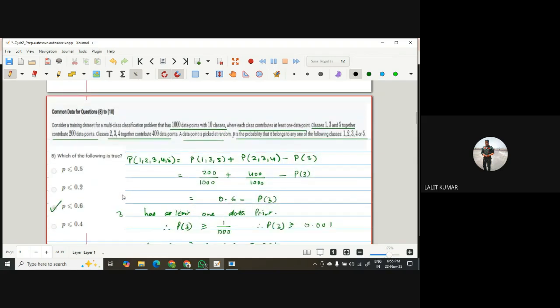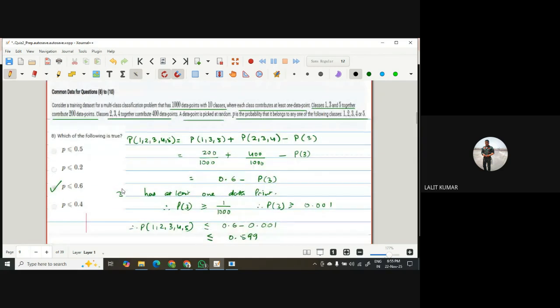We come to the next question. Consider a training data set for a multi-class classification problem which has 1000 data points, n is equal to 1000, and 10 classes, so D is equal to 10, where each class contributes at least one data point. Classes 1, 3, and 5 together contribute 200 data points. Classes 2, 3, 4 contribute 400 data points. A data point is picked up at random. P is the probability that it belongs to any of the classes 1, 2, 3, 4, or 5.